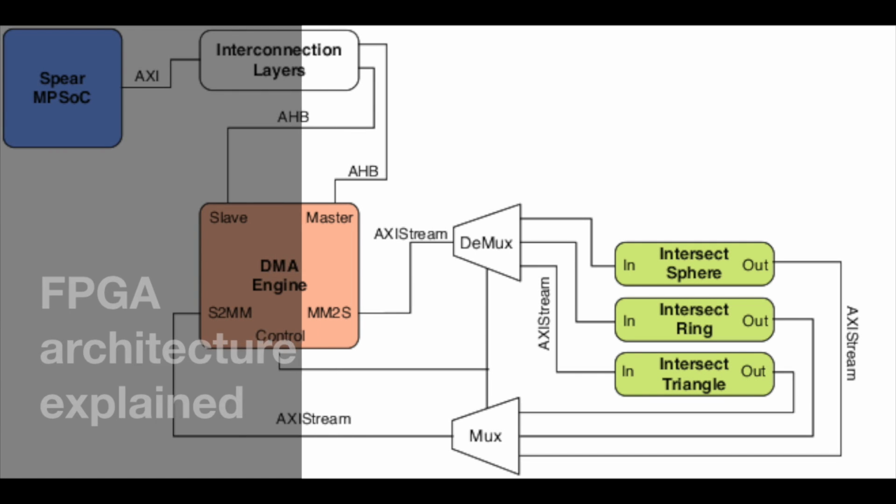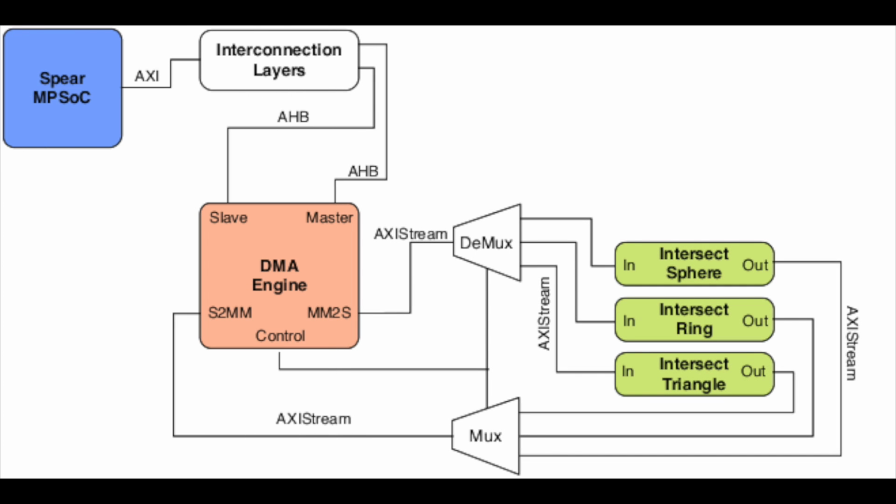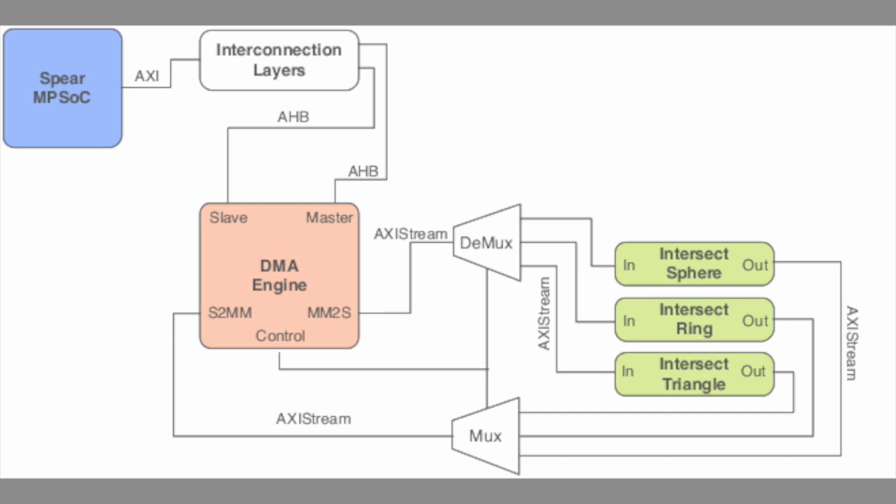This is the system architecture implemented on the FPGA in order to port some parts of the ray tracing algorithm. There is a custom DMA engine that is connected to the cores: intersect sphere, ring and triangle. There is a demultiplexer and a multiplexer in order to select at runtime the data flow of the application. In the cores there are queues that are mapped on an AXI4-Stream interface.